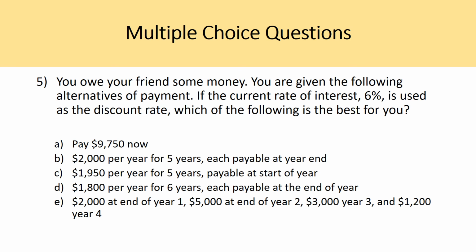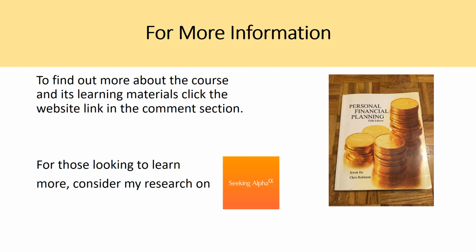And number 5, you owe your friend some money. You are given the following alternatives of payment. If the current rate of interest is 6% and it is used as a discount rate, which of the following is best for you? And so this is comparing, again, what is the lowest present value in this example? What will be the lowest amount that impacts me in order to pay off my debt the best way? Okay? Other than that, I believe that's it.